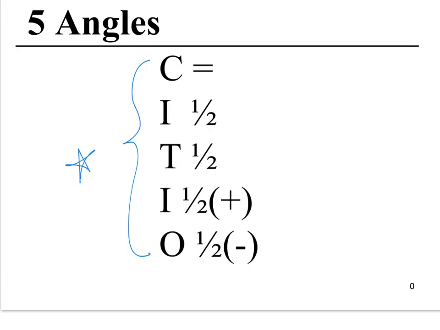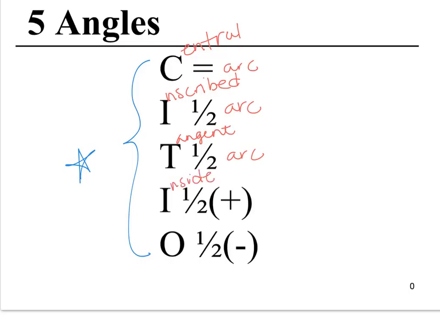So I'll just write this really quick, just in case you didn't catch that. Central angles are equal to the arcs. Inscribed are 1/2 the arc measure. Tangent is really an inscribed angle, is equal to 1/2 the arc measure. We have inside angles, which are created by chords. They are 1/2 the sum of the arcs. And outside angles are 1/2 the difference of the arcs.